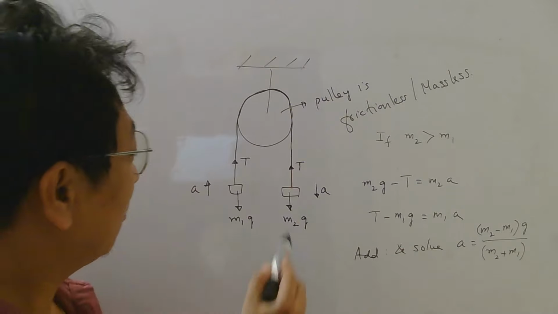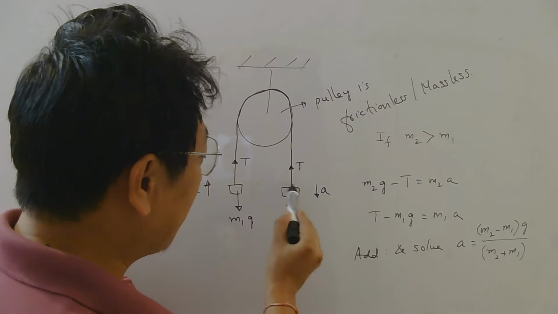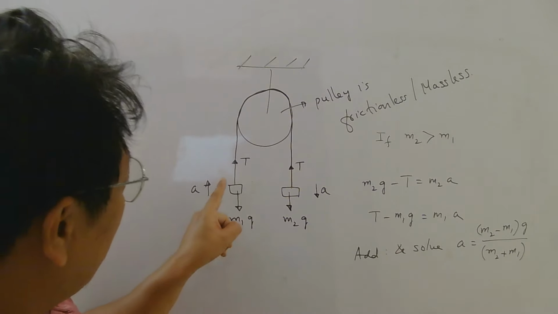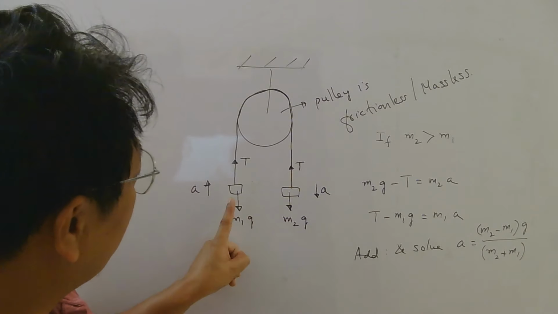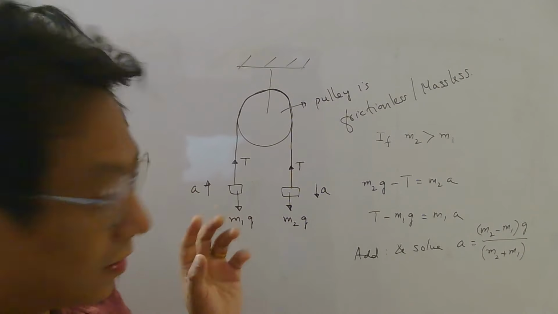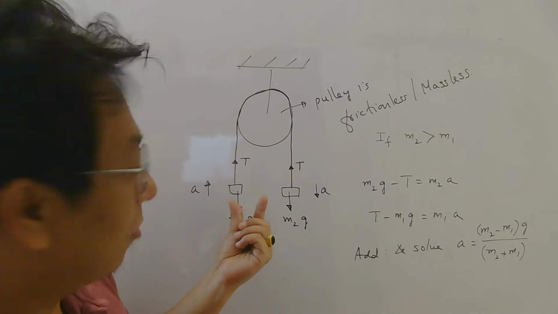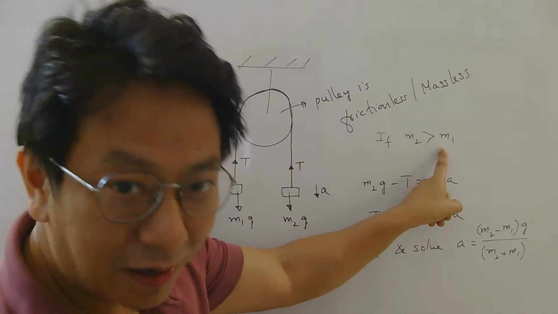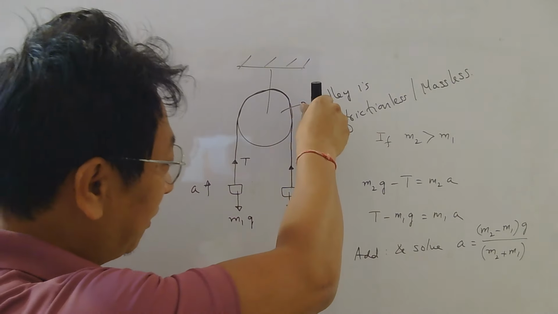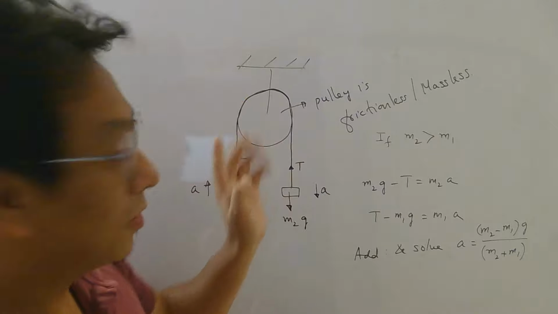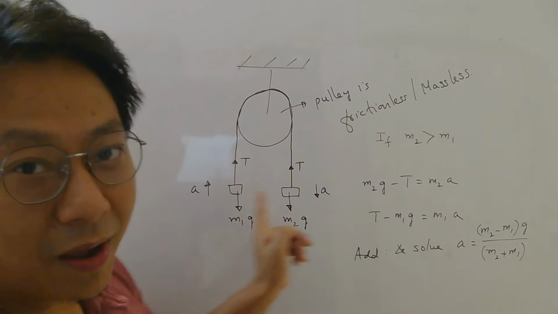Very simple. We draw the free body diagram of this block, so tension here, weight here, and we draw the free body diagram of this block, tension here, weight here, and then we write Newton's law for this block and for this block. Now, if you assume M2 is greater than M1, then this block will accelerate downwards and this block will accelerate upwards. Why is the acceleration the same in magnitude?